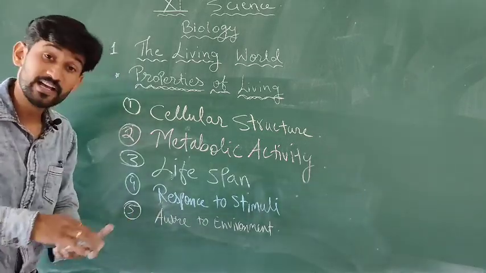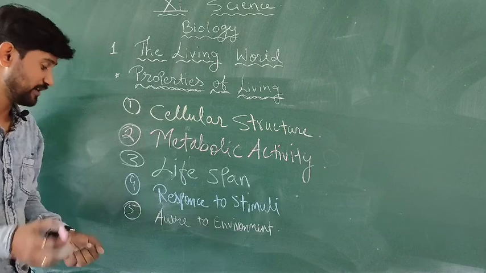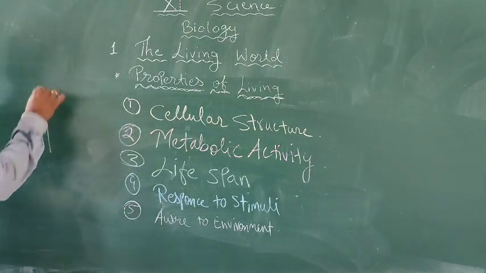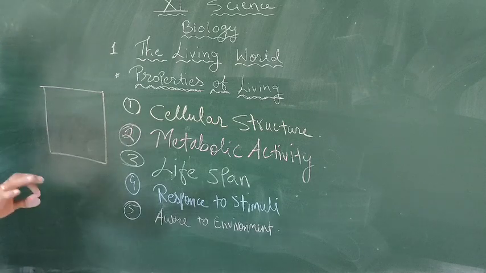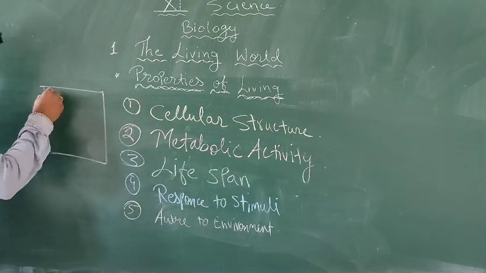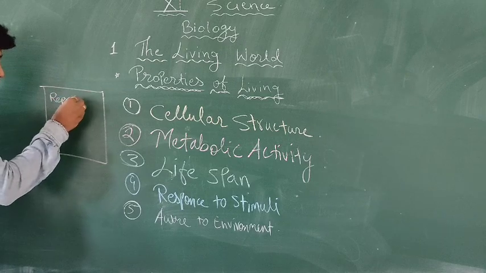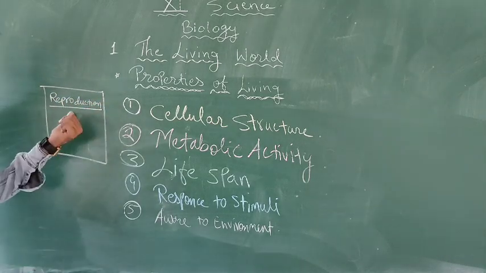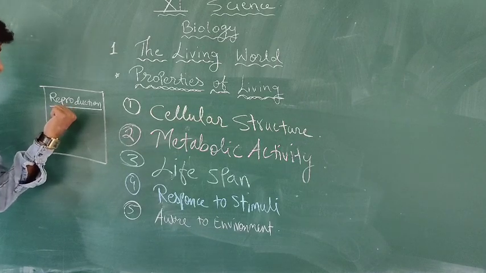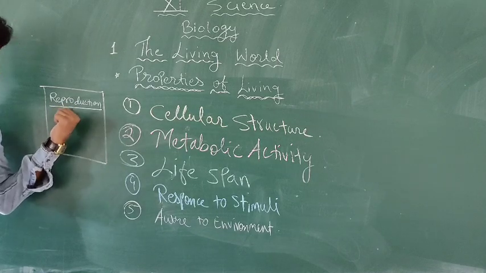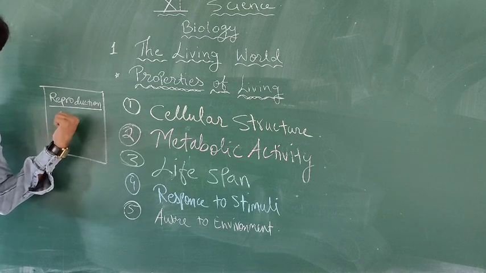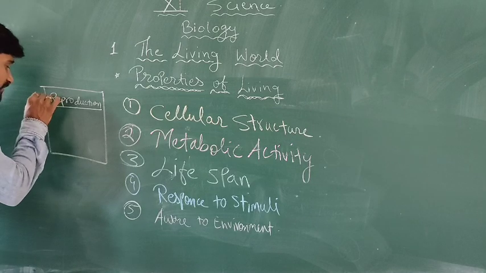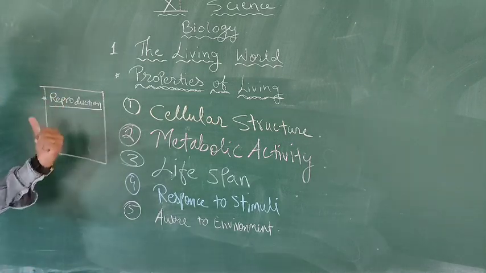But there are two indefinitive properties also present, and we are writing them here. The first indefinitive property is reproduction. Why is it indefinitive? Because a few living organisms do not undergo reproduction. They are sterile. Like in honey bees, we can see there are a few workers which are sterile in nature. So they are living, but they do not undergo this process.